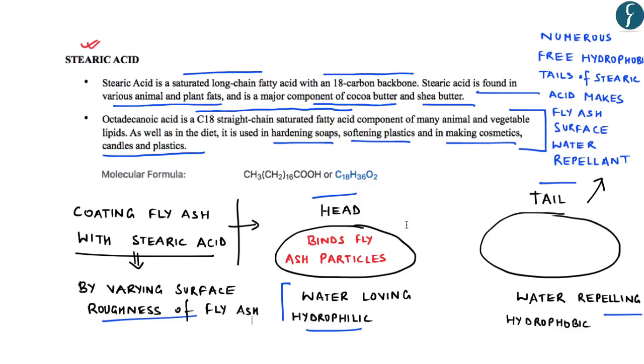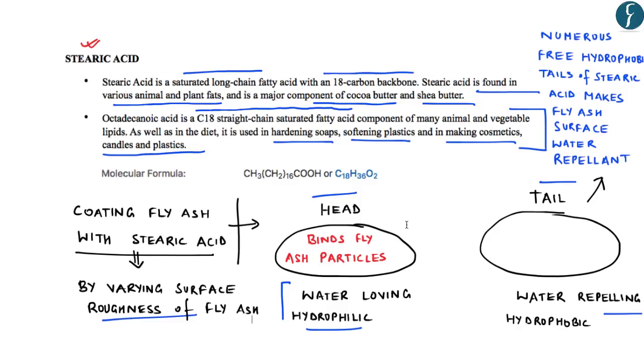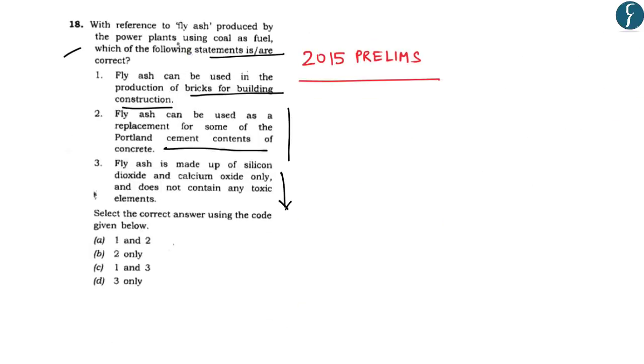So after understanding both fly ash and stearic acid, let us go through the question asked by UPSC in prelims of 2015. It says that with reference to fly ash produced by the power plants using coal as fuel, which of the following statements are correct? Options are, first, fly ash can be used in the production of bricks for building construction. Yes, this is correct. Second, fly ash can be used as a replacement for some of the Portland cement contents of concrete. Yes, this is also correct.